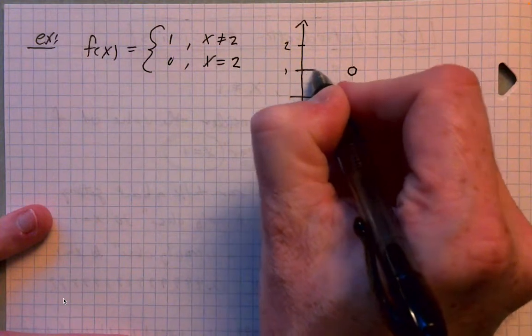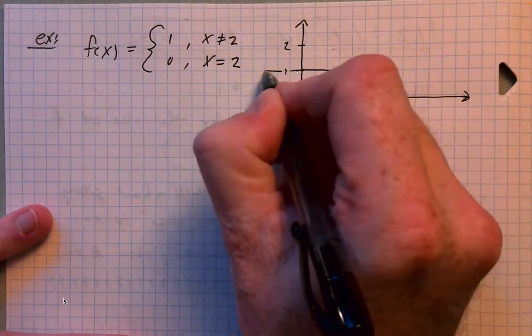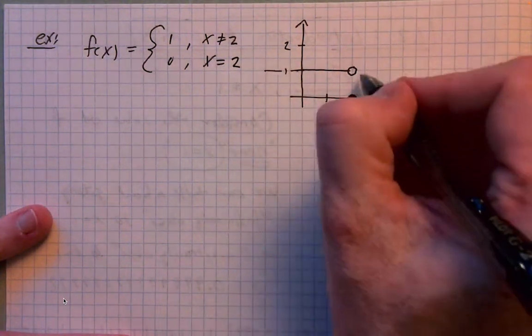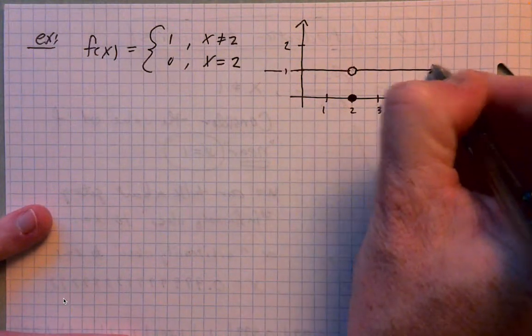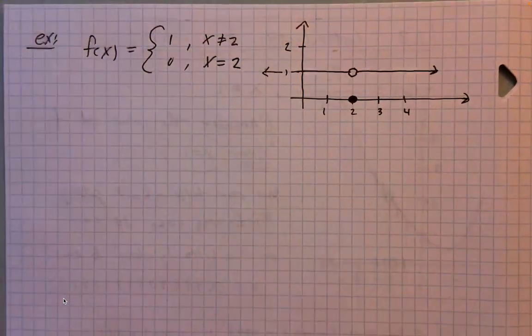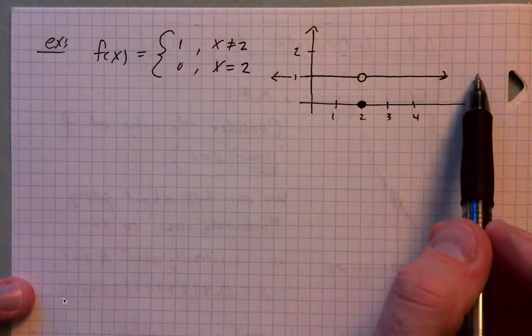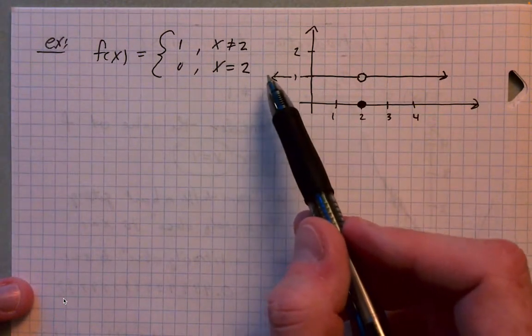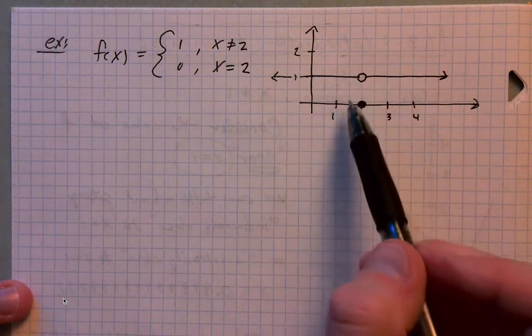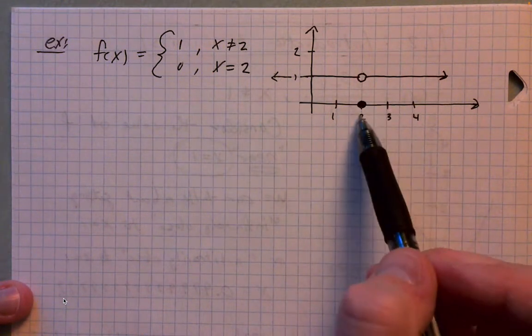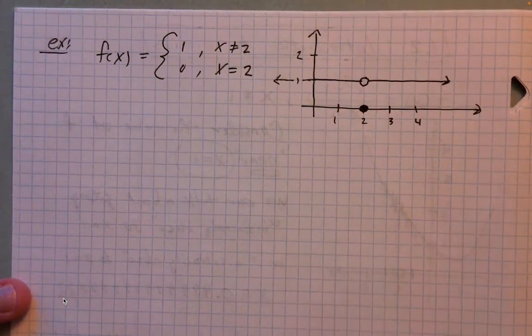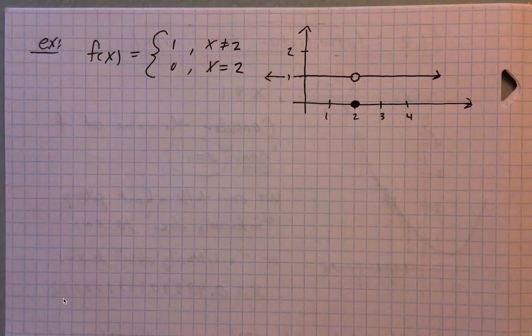So the function looks like this. Okay, of course, it goes into the negative x direction. Okay, looks like that. All right, so it's basically a horizontal line, and it's equal to 1 everywhere except at this one single point, x equals 2. And at that point, when x is equal to 2, the value of the function shifts down to 0.